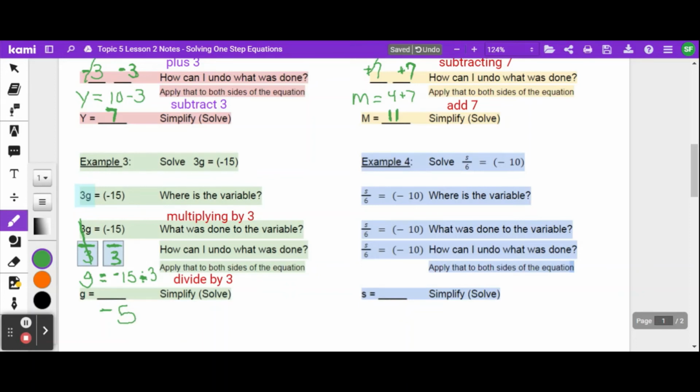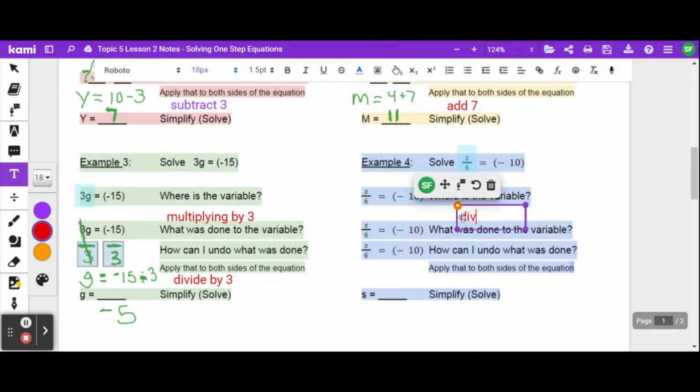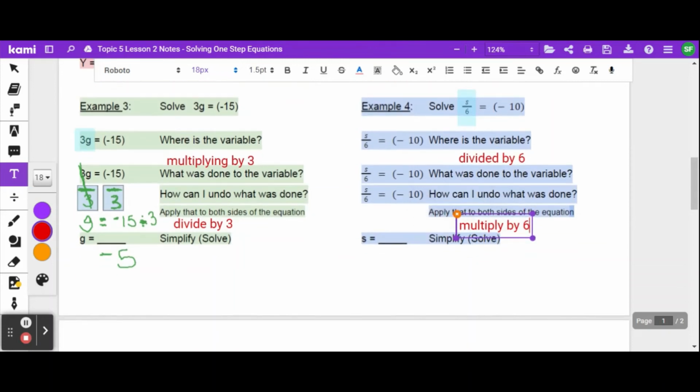If we come over to the blue example, example number 4, again, the first thing I notice is that it is s over 6. That variable of s is not by itself. S over 6 meaning s divided by 6. So my variable is being divided by 6. And of course, in order for me to solve this equation, I'm going to have to do the inverse or the opposite of dividing by 6, which is to multiply by 6. I'm going to need to do that on both sides.